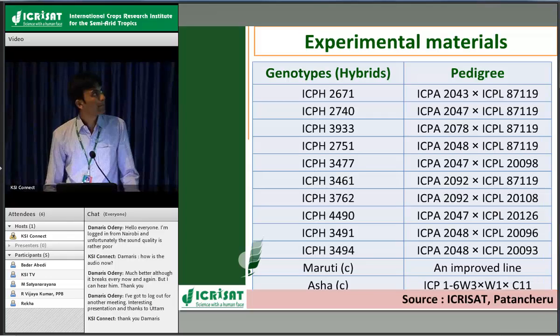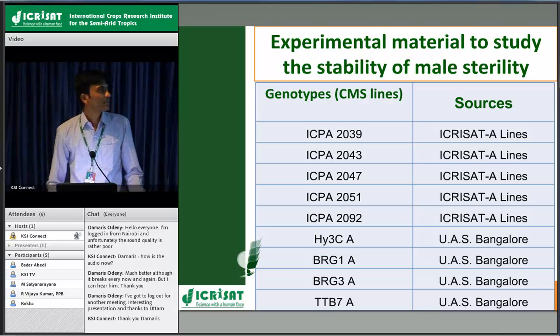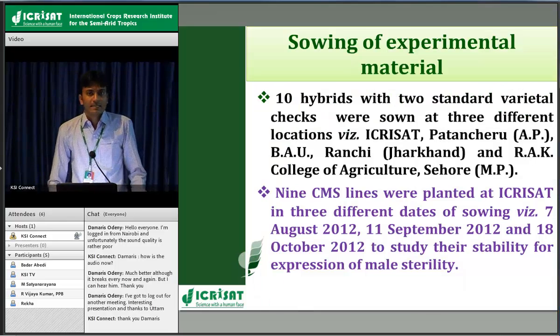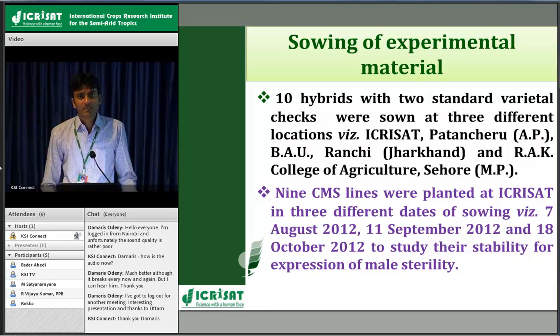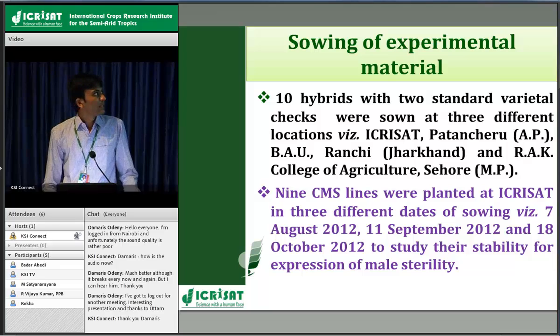Here the material details are given. 10 hybrids and 2 standard varietal checks. These are the 9 CMS lines. 5 were taken from ICRISAT Patancheru, and the other 4 CMS lines were taken from UAS Bangalore. The 10 hybrids and 2 standard varietal checks were sown at 3 different locations: ICRISAT Patancheru, BAU Ranchi, and the College of Agriculture, Sehore, MP. And the 9 CMS lines were planted on 3 different dates of sowing, which were 7 August 2012, 11 September, and 18 October 2012, to study their stability for expression of male sterility.